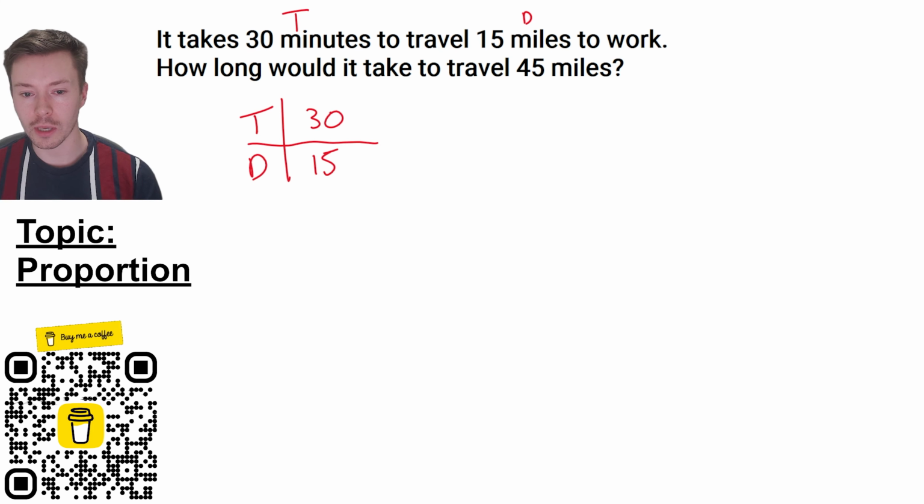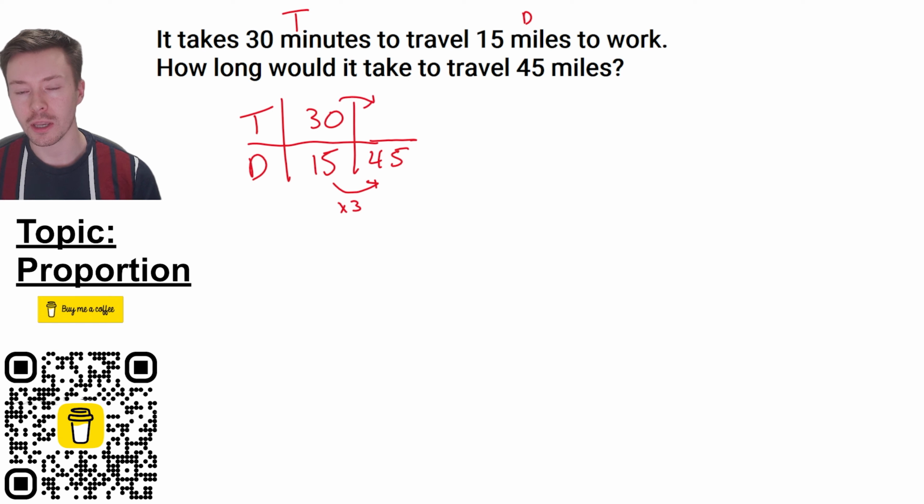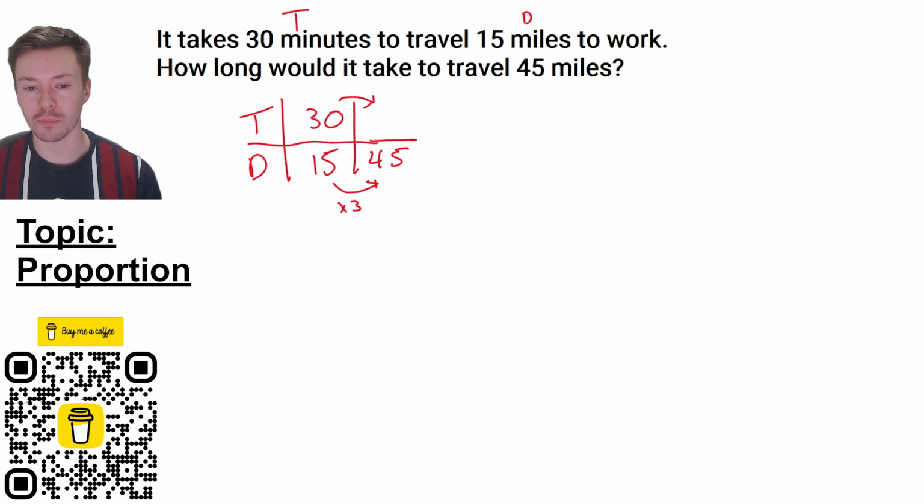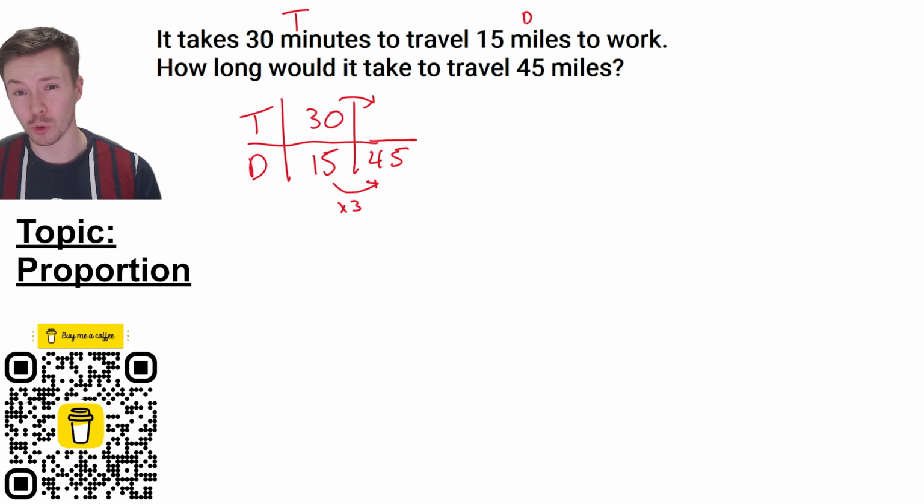Now, I want to get from 15 miles to 45 miles. So, like we just said, as I increase one, the other should increase as well. And so, if I times 15 by 3, I get 45. Now, it should increase at similar rates. And I don't mean by adding 30. Proportion doesn't work like that.